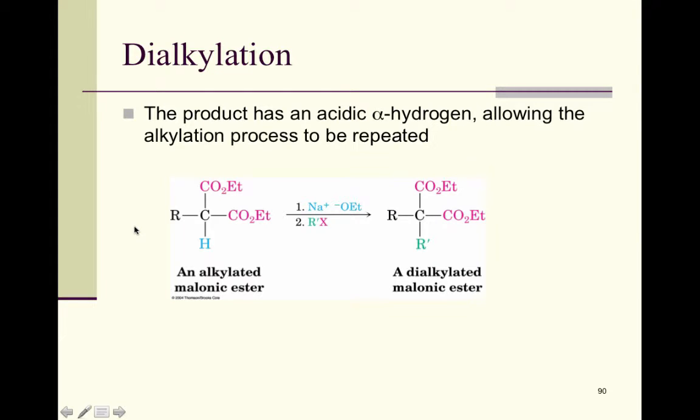Dialkylation. The product from the previous slide on that other reaction had one R group attached. Well, it can undergo a second reaction and have a second R group attached. The product still has an acidic alpha hydrogen. Here's our acidic hydrogen right here. It can undergo the exact same reaction, and we can have a second R group attached. In this case, we now have formed a dialkylated malonic ester.